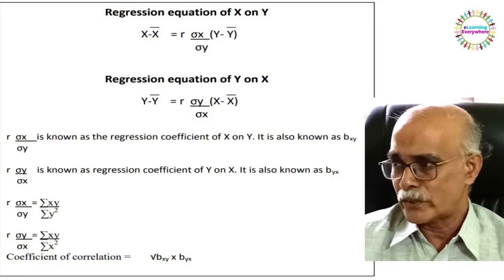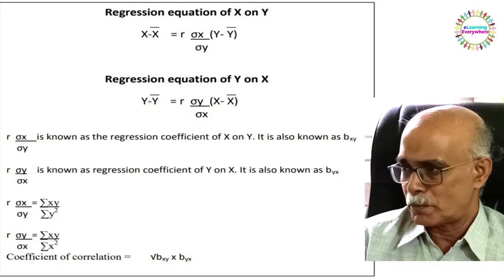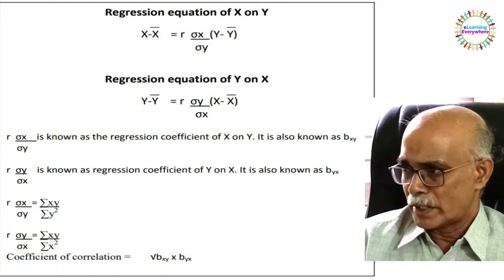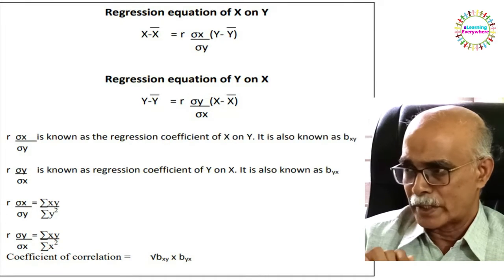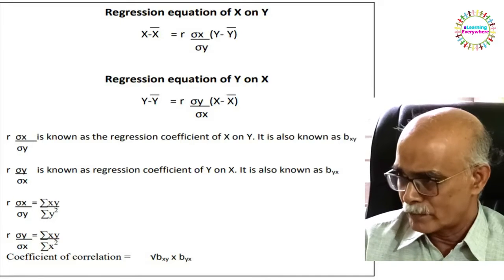So there are two regression equations. The regression equation of x on y is x minus x bar is equal to r into sigma x by sigma y into y minus y bar. If the correlation coefficient is positive, the regression coefficient also will be positive.